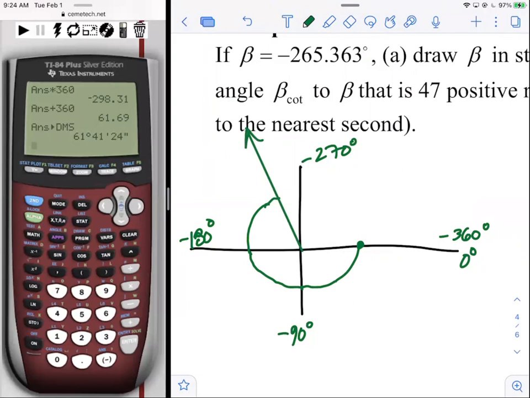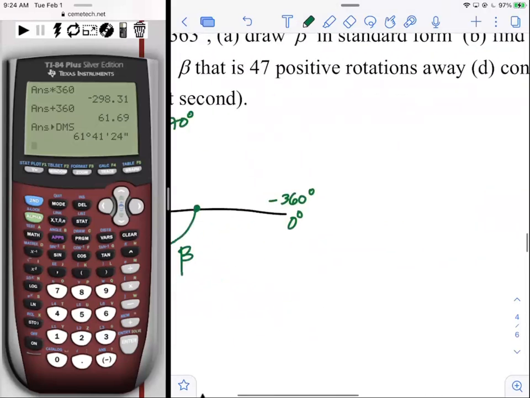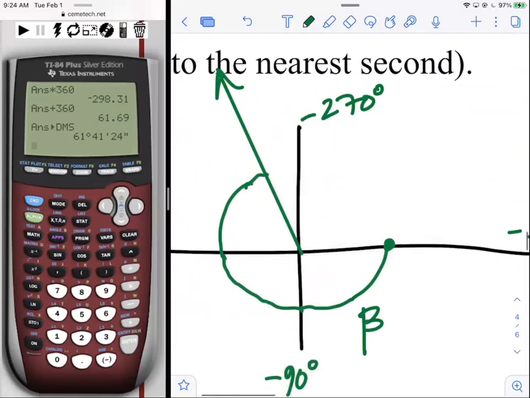There we go. And now I'm going to label that as beta, either inside the arc or outside the arc, so I know which one I'm referring to, right? Now, that's not usually the angle that I want. I always want the coterminal angle that's between 0 and 360. So that's the next part. Part B, find the reference angle. Okay, let me draw the reference angle. Is this the reference angle right here? No, the reference angle is this one. This one is beta sub ref.